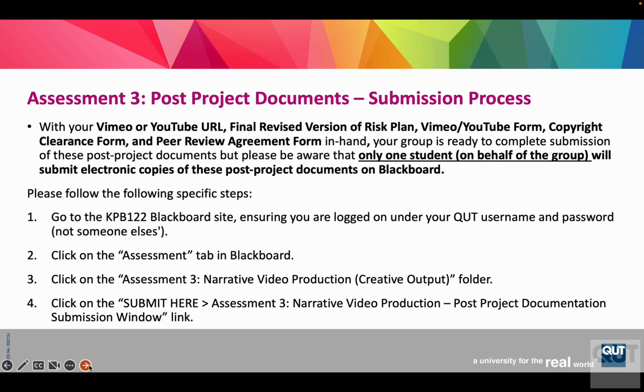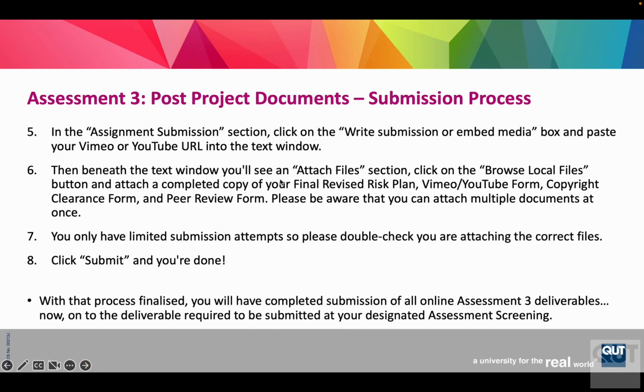And then once we're into that, you're going to then look to submit the Vimeo URL or the YouTube URL. And you do that by clicking on the assignment submission section. There's a write submission and embed media box, and click on that. It'll open up a box into which you can paste your Vimeo or YouTube URL. Once you've pasted that in, then you're going to go to the attach files section and click on the browse local files button.